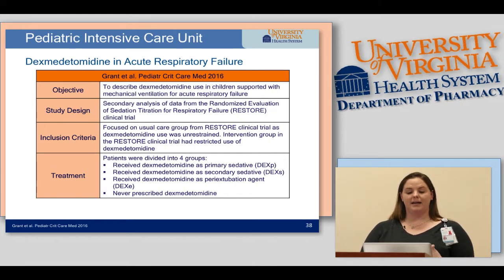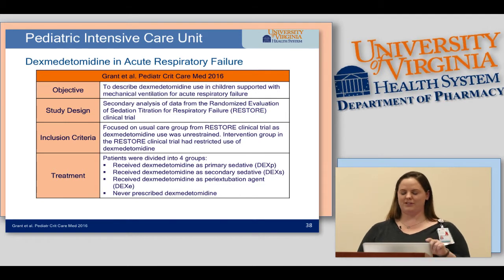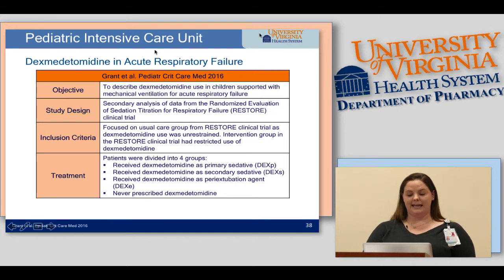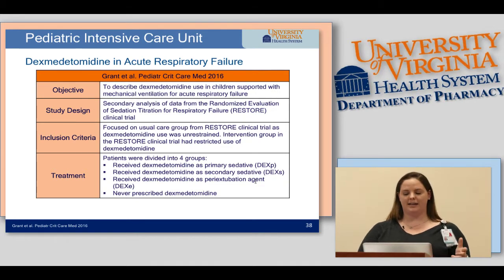Either dexmedetomidine as a primary sedative, which was defined as dexmedetomidine initiated on the day of, or the day before intubation, within the first 2 days of intubation and administered for greater than or equal to 50% of the intubated days, and not used as a peri-extubation agent. Dexmedetomidine as a secondary agent was defined as dexmedetomidine used but not for peri-extubation or as a primary agent. And for peri-extubation, it was initiated on the day of or the day before extubation.